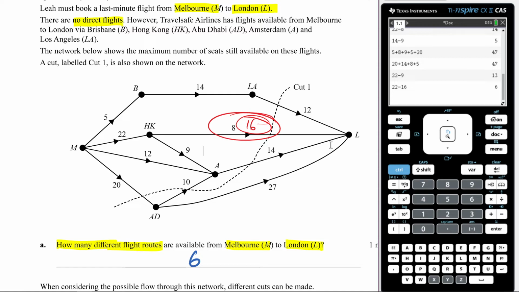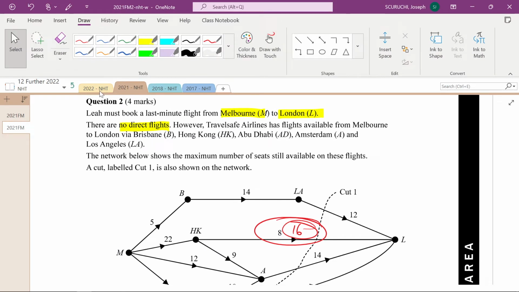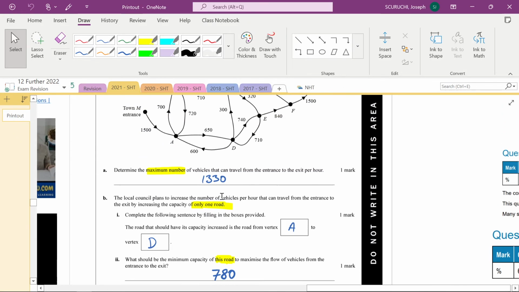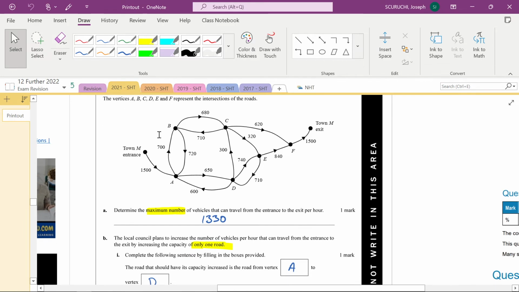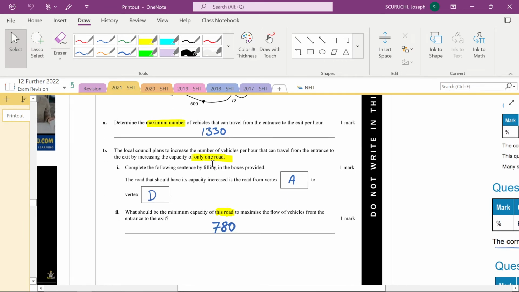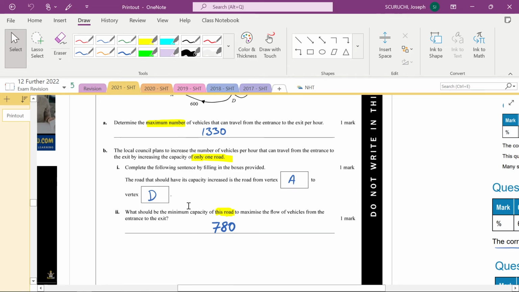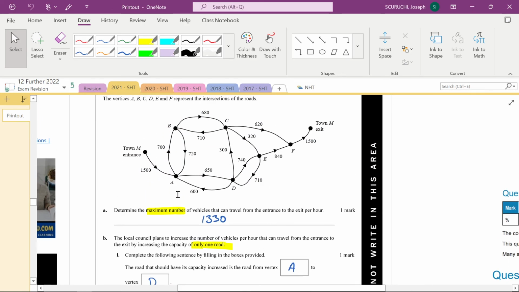If you're still watching this video, you still might be struggling a bit with this question. Another question that is similar to this, if you go to Southern Hemisphere 2021, question 3 in the network section, this one is kind of similar to it as well. So you might want to have a look at that as well, in talking about increasing it and where you could increase it, just to brush up on this skill.